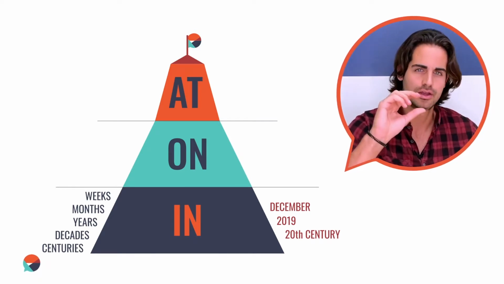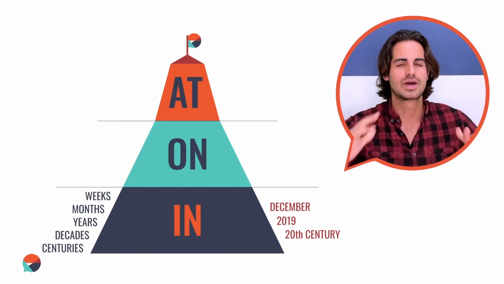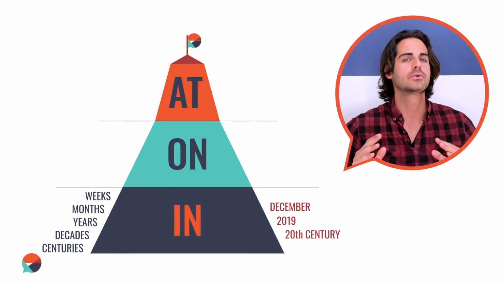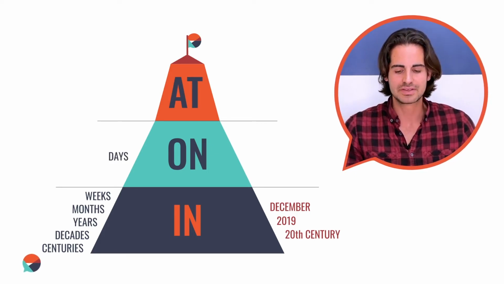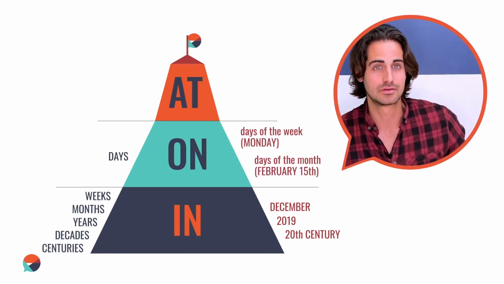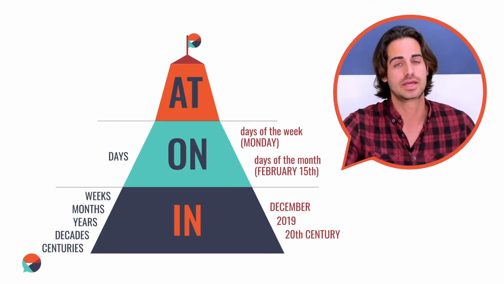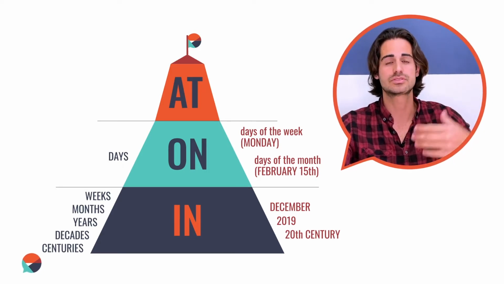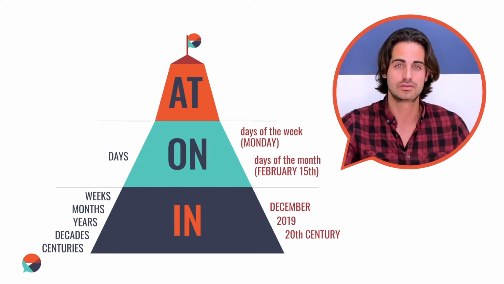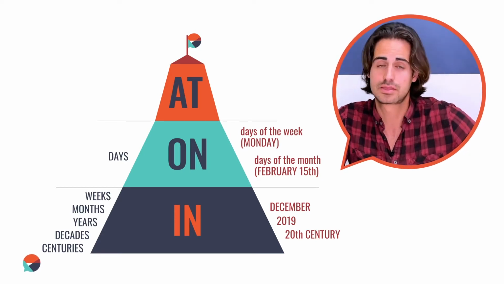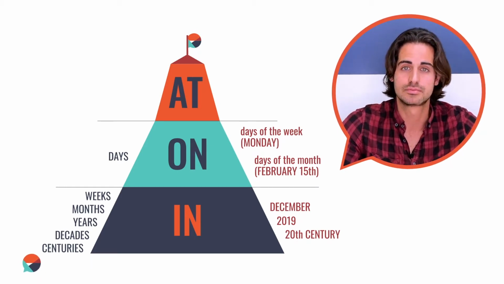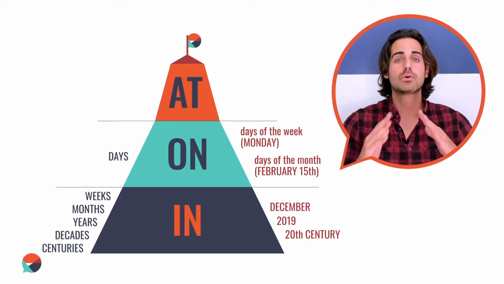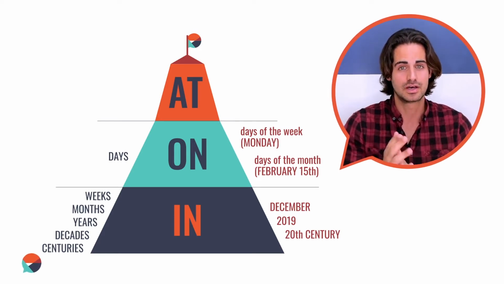And then we have on in the middle. Right? So as we're going up the pyramid, it gets a little bit more specific, not as wide anymore. So we have examples like days of the week or days of the month, right? Like on Monday, on Tuesday, Wednesday, Thursday, Friday, Saturday, Sunday, all on, right? Or days of the month, right? On February 15th. Right? So it gets a little bit more specific as we move into on.